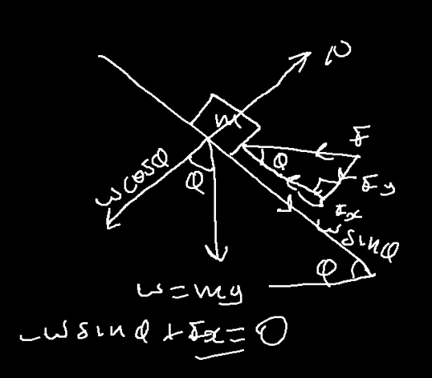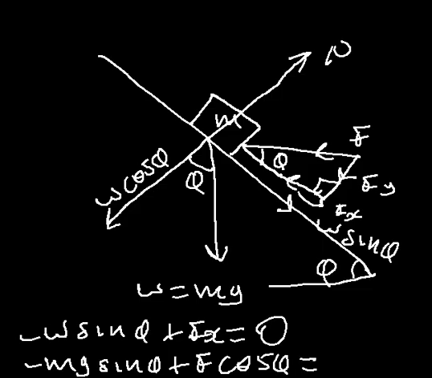And what is Fx? Upon resolving the F into components, we'll have negative mg sin theta plus F cos theta, which is equal to 0. Then from here we can solve for the force being applied, and since we have the mass, and if we have this angle, then the force being applied can be found.